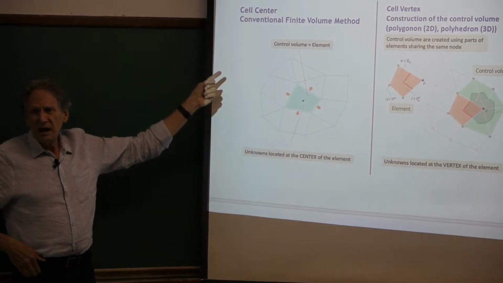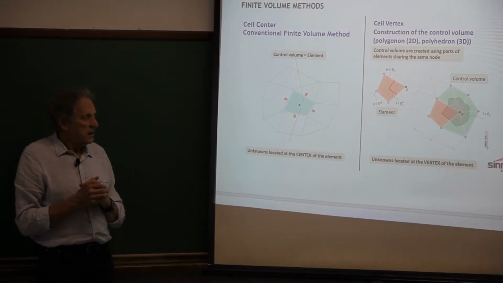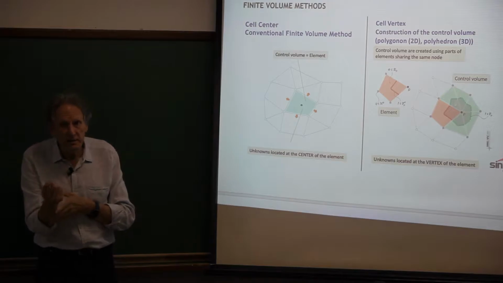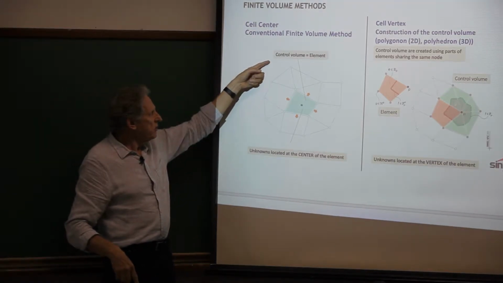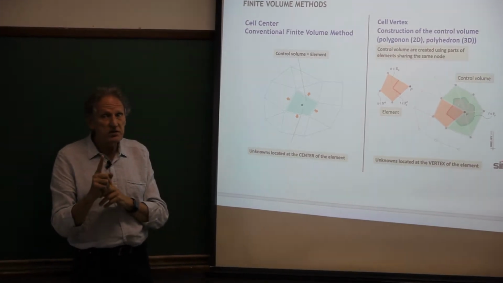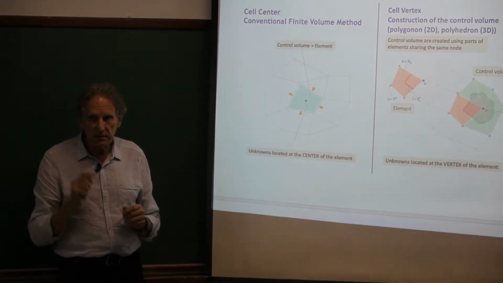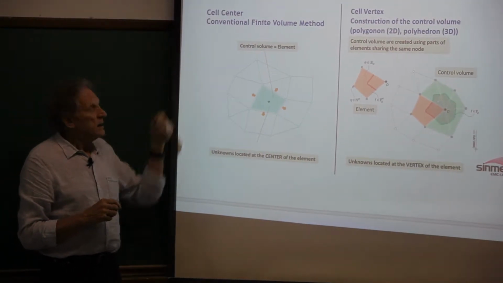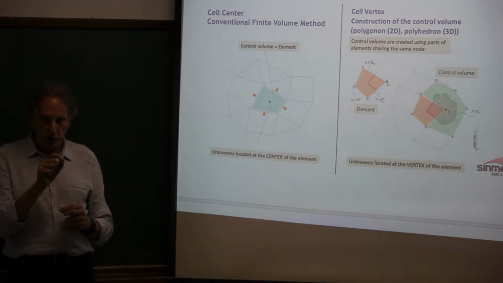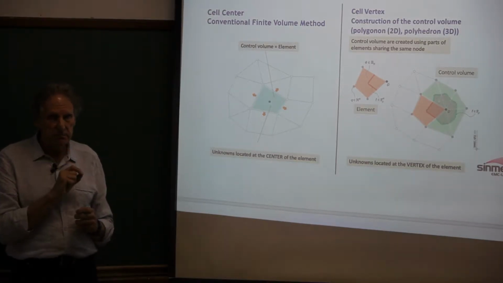Cell center, I'm also calling here the conventional finite volume method, where you use the element as the control volume. So the control volume is the element which comes from the grid. That's why it's called cell center. Cell here is synonymous with element. We could call it the element center method, which means you are putting your unknown, your variable, at the center of the element.